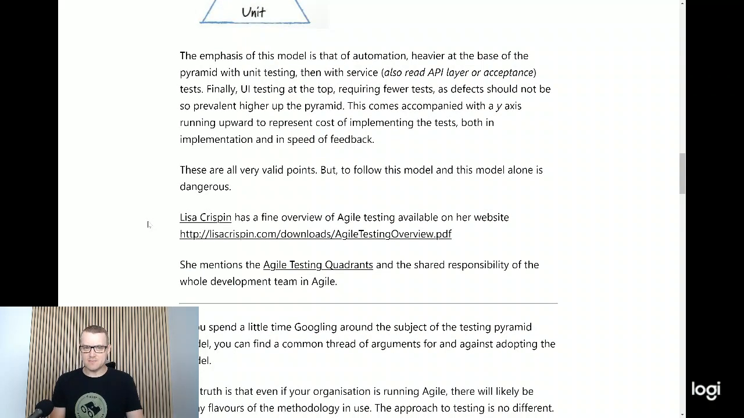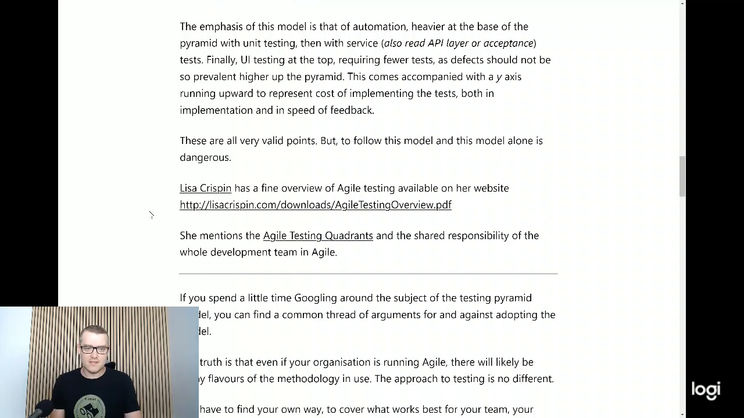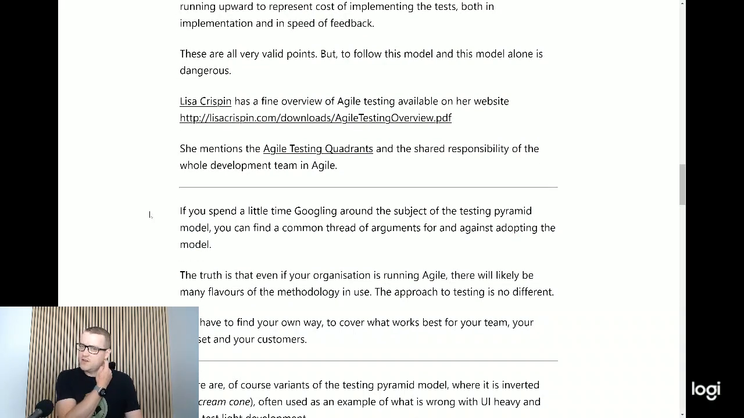The emphasis of this model is automation, heavier at the base of the pyramid with unit testing, then service, also read API layer or acceptance, integration tests, and finally UI testing at the top, requiring fewer tests, as defects should not be so prevalent higher up in the pyramid. This comes accompanied with a y-axis running upward to represent the cost of implementing tests, both in implementation and in speed of feedback. These are all really valid points, but to follow this model, and this model alone, is dangerous.